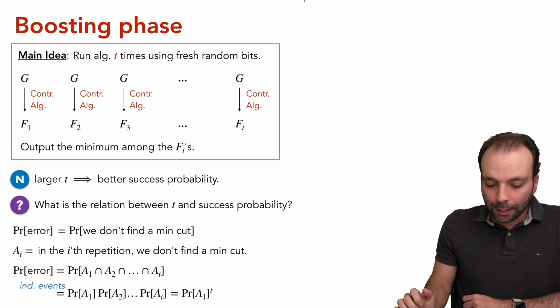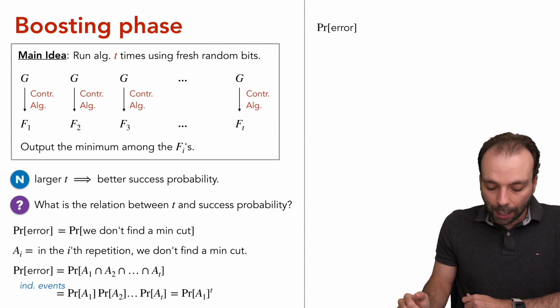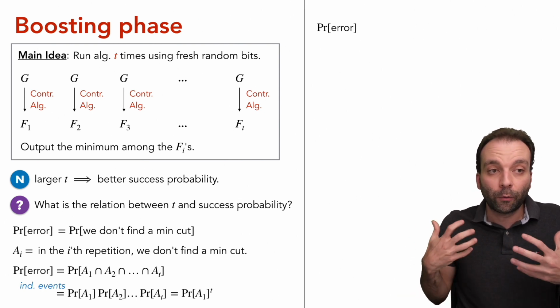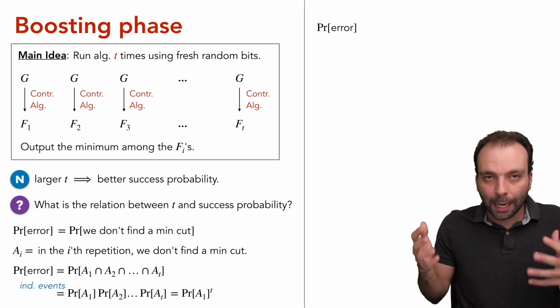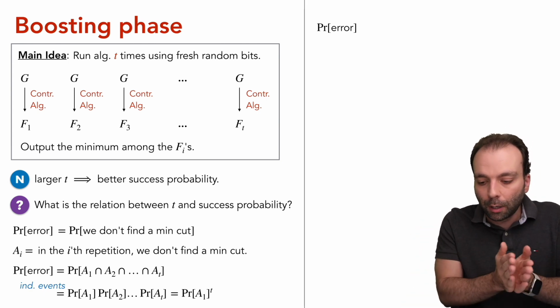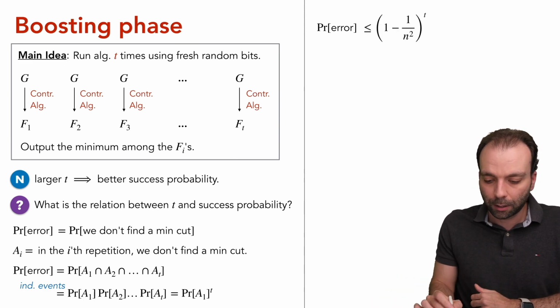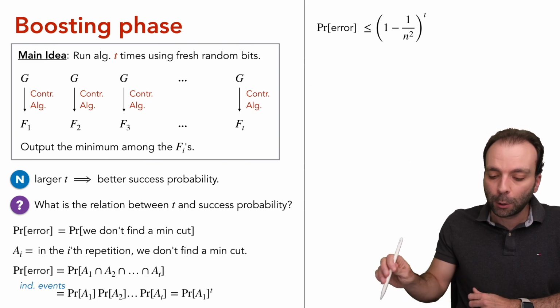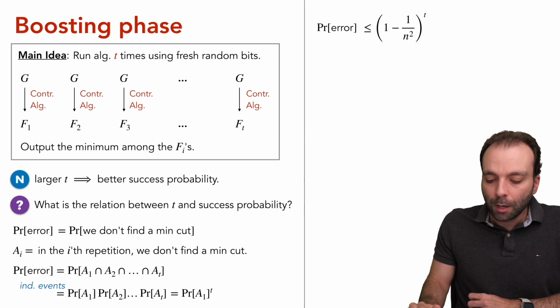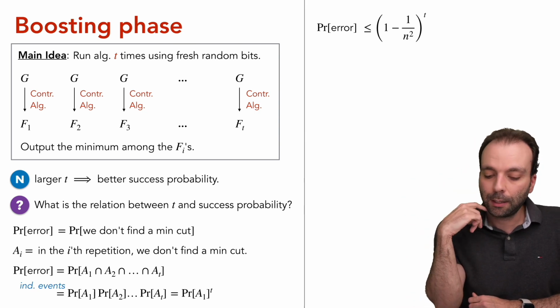So let's now rewrite this. The probability of error, I can write as the probability of A1 to the power T, but I know the probability of A1. What's the probability that in one iteration, I give the wrong answer? Well, in one iteration, I give the wrong answer with probability 1 minus 1 over n squared. So I have 1 minus 1 over n squared to the power T. And now you might be like, oh my God, how do you analyze this? How do you bound this?